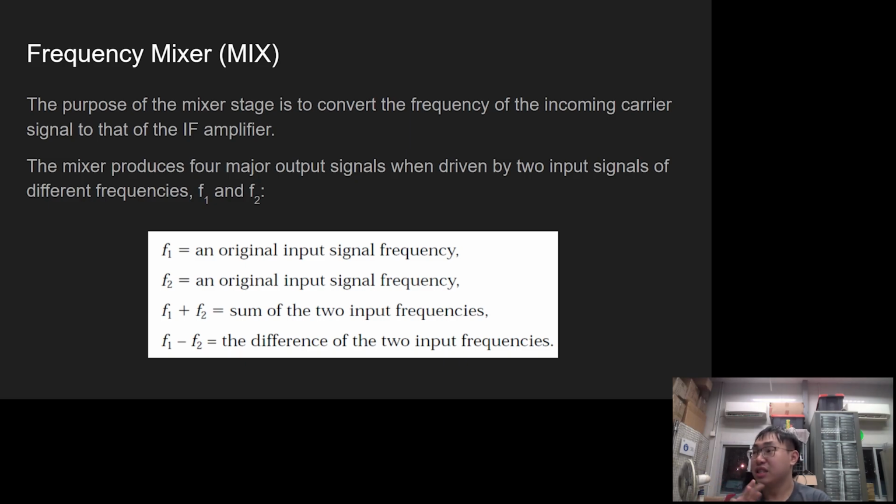Mixer. We will use the mixer to generate the intermediate frequency. This is important, and the characteristics of the super heterodyne receiver or the heterodyne receiver: all of them rely on the mixer, and they do subtraction.